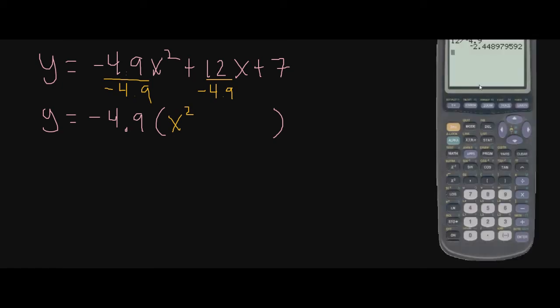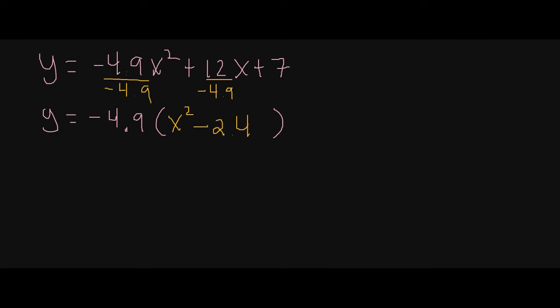negative 2.45. And then we have the x. And then we still have this plus 7 on the outside here, okay? So now to go ahead and complete this problem, we want this in here to be a perfect square. So we're going to write x squared minus 2.45x. Let's write this over here, we'll just do it underneath: x squared minus 2.45x plus blank is equal to x plus blank squared.